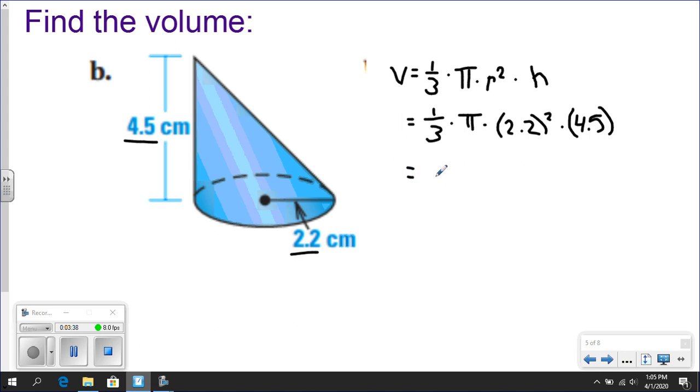You plug that right into your calculator. Make sure you use the pi button, and you will get approximately 22.81. We're measuring this in centimeters, and since we're talking about volume, it's cubed. So 22.81 centimeters cubed is our answer.